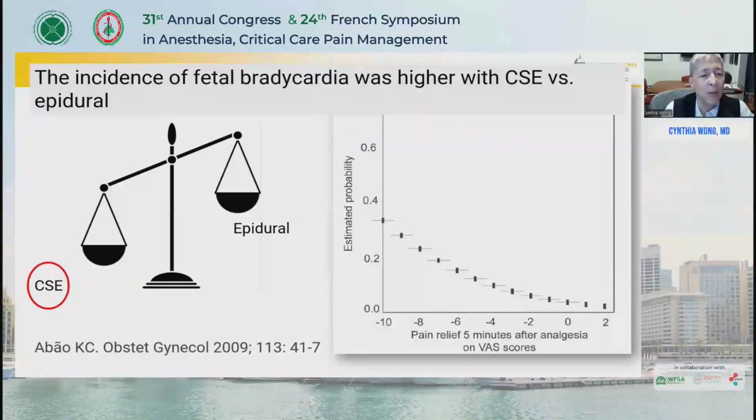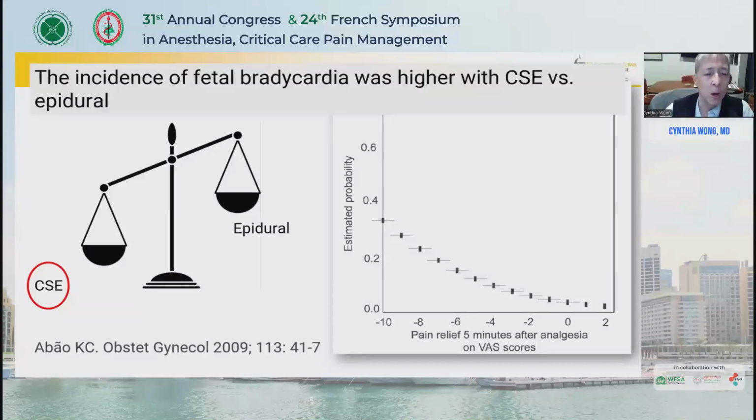Now, a limitation of this study is they only watched for 15 minutes. And we showed earlier that it takes a good half an hour to get optimal analgesia with an epidural technique. And so, again, I think a limitation is they did not wait for at least 30 minutes with the epidural technique. Fetal bradycardia also occurs with the epidural technique. It just occurs later because the maximum onset of analgesia is later.